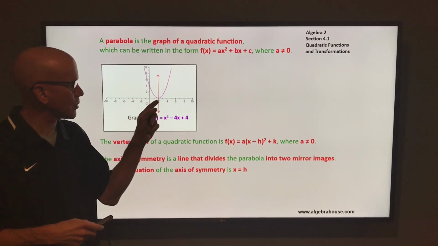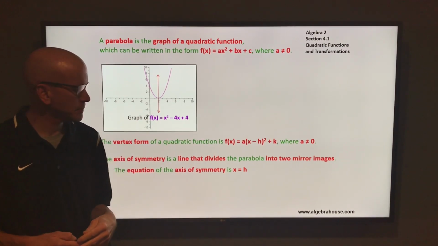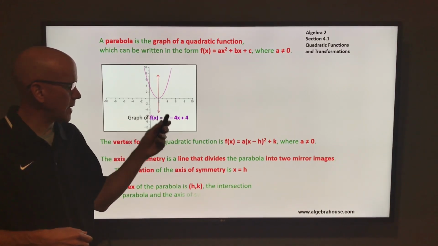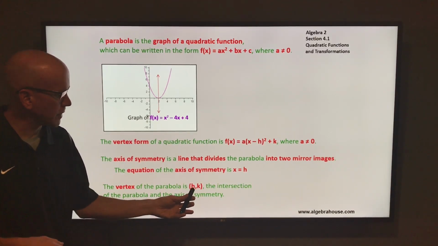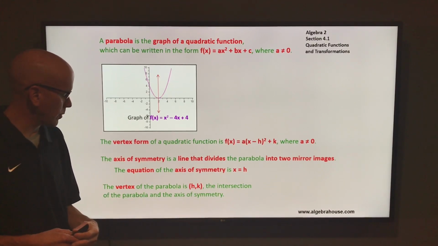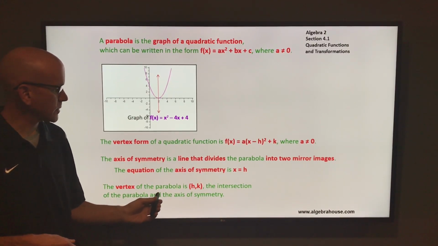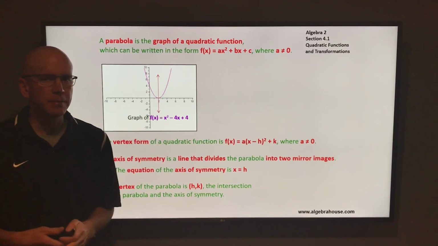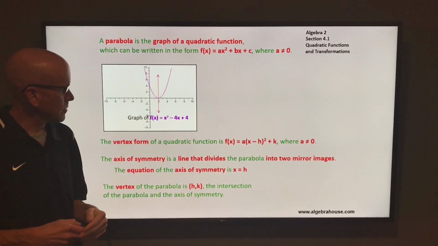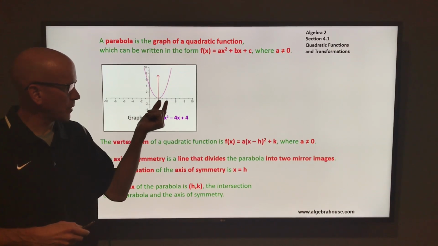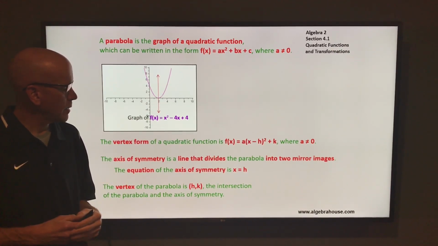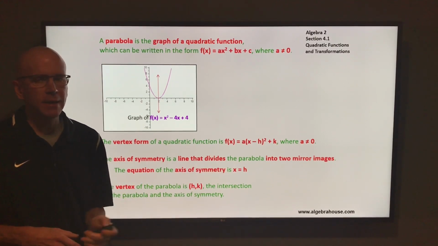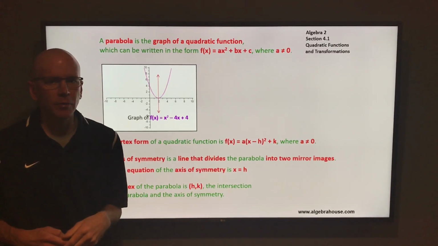The vertex is the turning point on the parabola. The vertex of the parabola is at (h, k), where h is the x-coordinate of the vertex and k is the y-coordinate of the vertex. The vertex is the intersection of the parabola and that axis of symmetry. So the vertex, again, that's the turning point on the parabola, has coordinates of (h, k). h is the x-coordinate of the vertex, and k is the y-coordinate of the vertex.